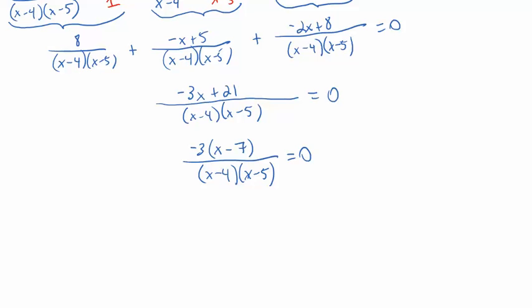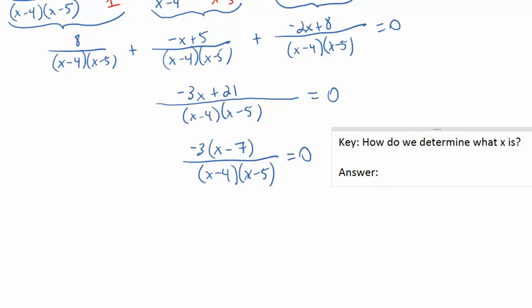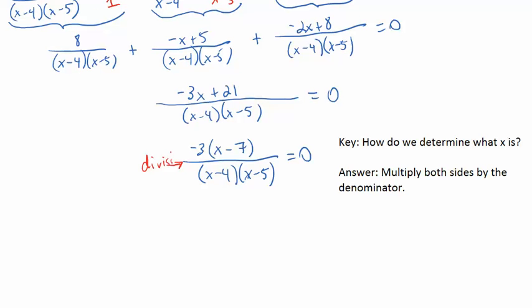How do I determine what x is? That's the key here. How do we determine what x is? That's the question. The answer is to multiply both sides by the denominator. The reason is when you solve equations, you try to undo things. And here, what I've got is division by this denominator. So how do I undo that? I multiply both sides by my denominator.